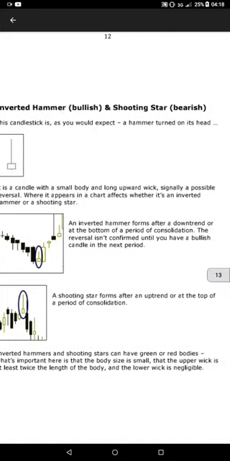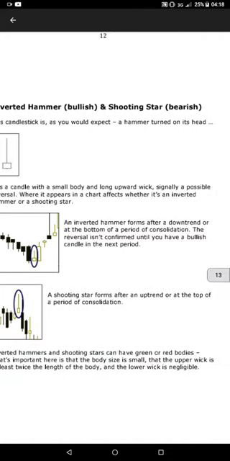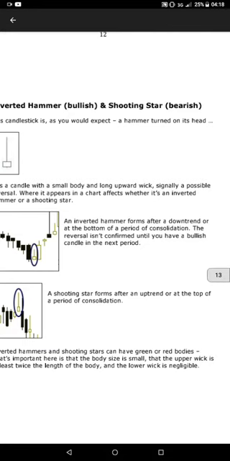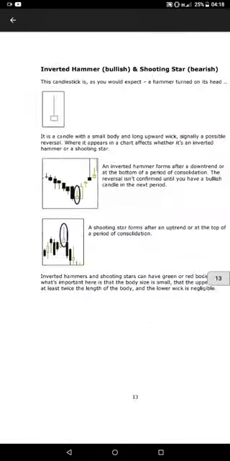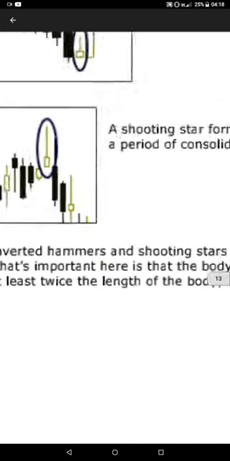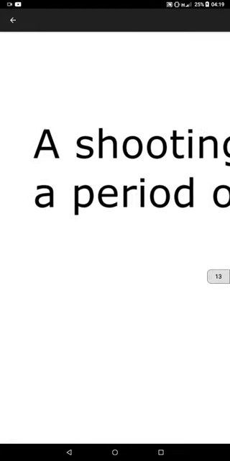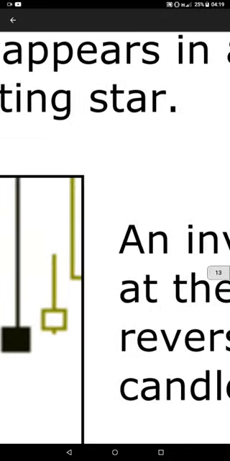An inverted hammer forms after a downtrend or at the bottom of a period of consolidation. The reversal isn't a confirmation until you have bearish candles in the next period. As you can see here, guys, this is what they are talking about. A shooting star forms after an uptrend or at the top of a period of consolidation. Here it is, guys. The shooting star is on the top, and then the other one, the inverted hammer, is at the bottom.